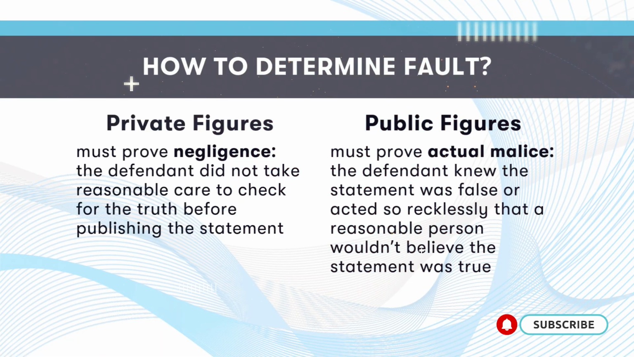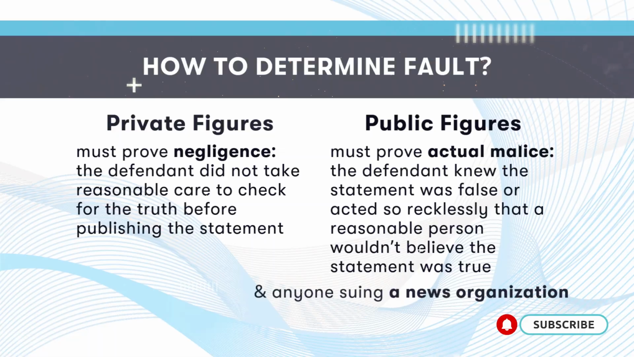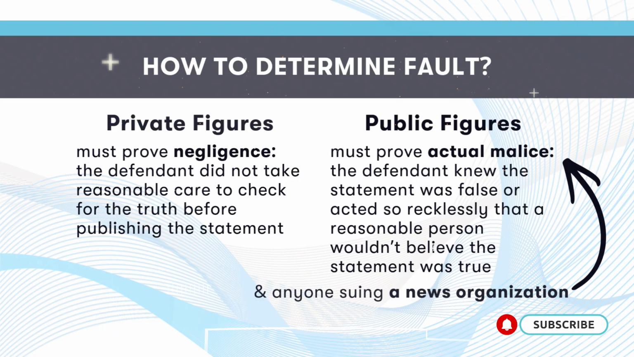Now, for celebrities and household names, people that we know, politicians, anyone who holds an elected office, they're considered public figures. And in the United States, a public figure needs to prove actual malice. That means that as a plaintiff's attorney, I have to look into the mind of my defendant to prove that they knew what they published was false, or that they were so reckless in their disregard for the truth that no reasonable person could possibly believe that what they had published was true. The plaintiff suing a news organization generally also has to meet the actual malice standard.